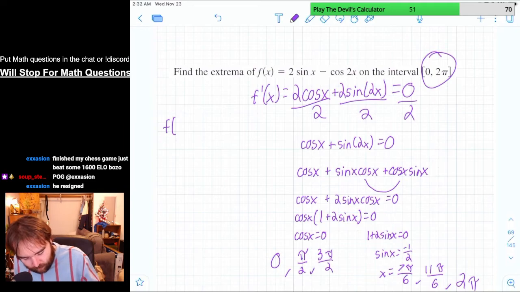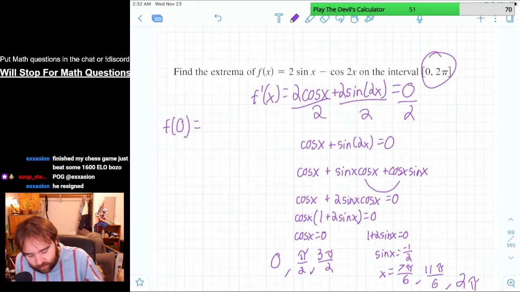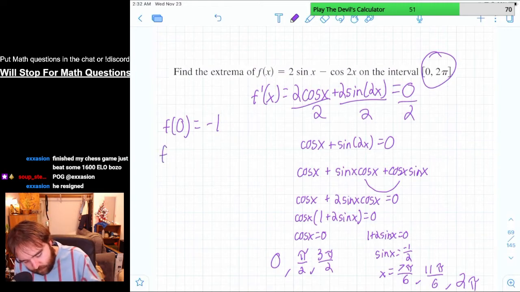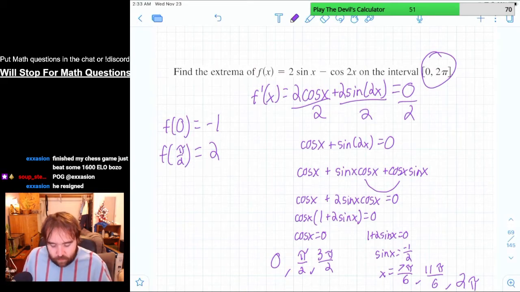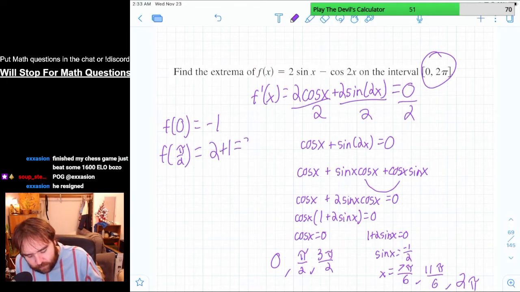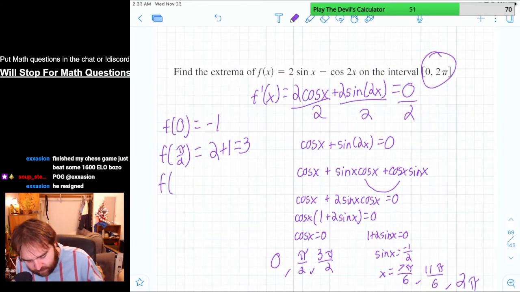So let's see. We're going to do f of 0, which is what? Well, sine of 0 is 0. Cosine of 0 is 1. So this is negative 1. F of pi over 2: the sine of pi over 2 is 1, so we multiply that by 2 and get 2. And then we're doing the cosine of 2 times pi over 2, which is pi. The cosine of pi is negative 1. So minus negative 1 is plus 1. So we get 3.